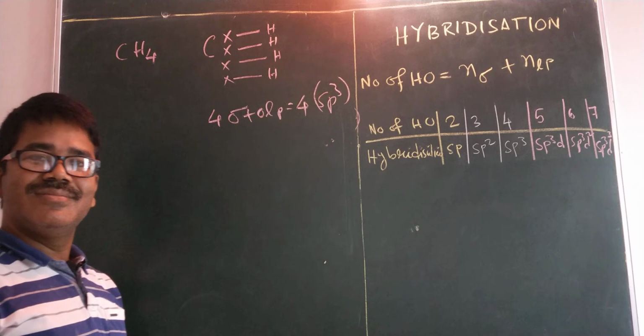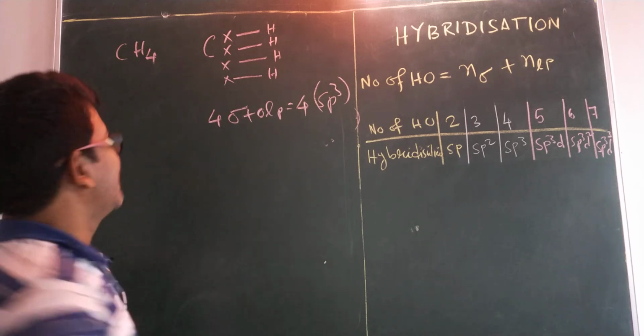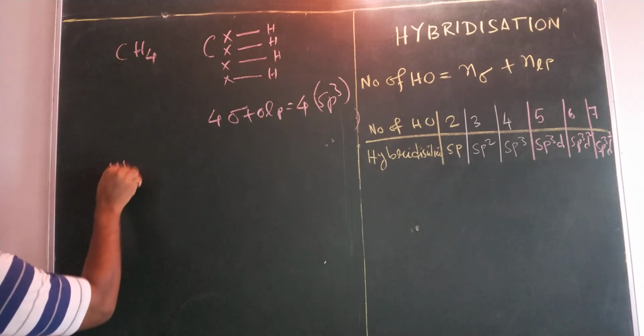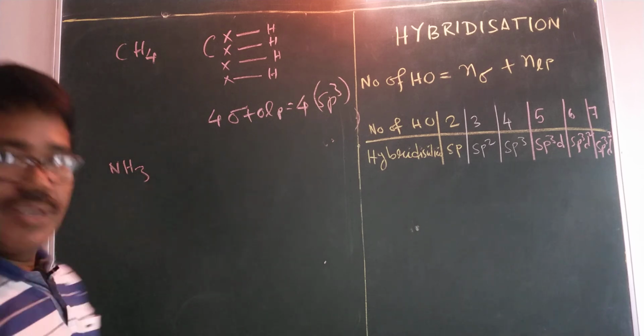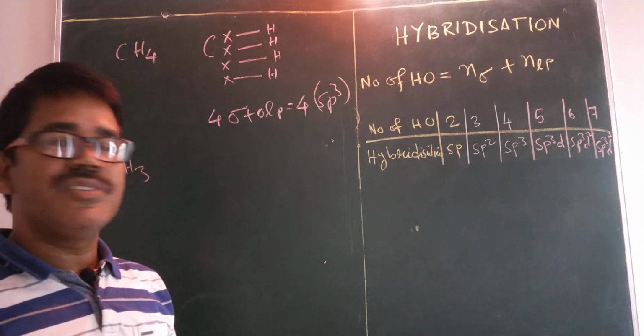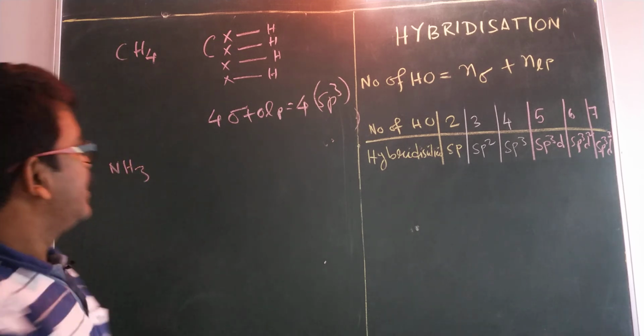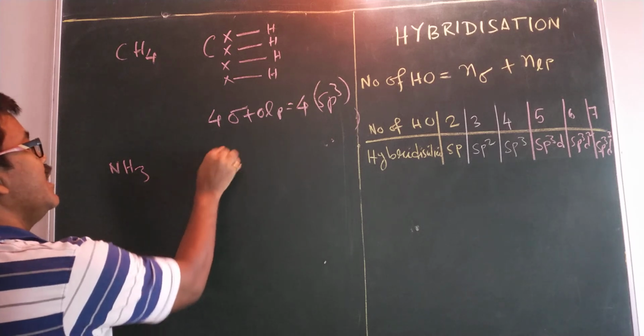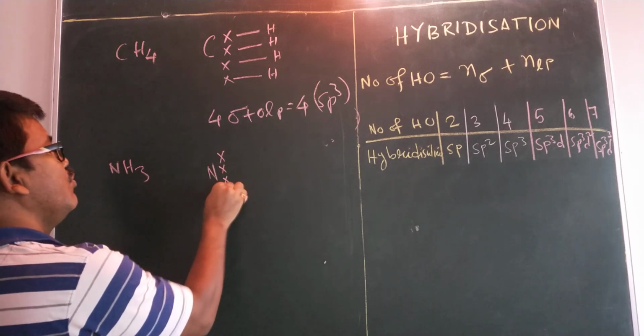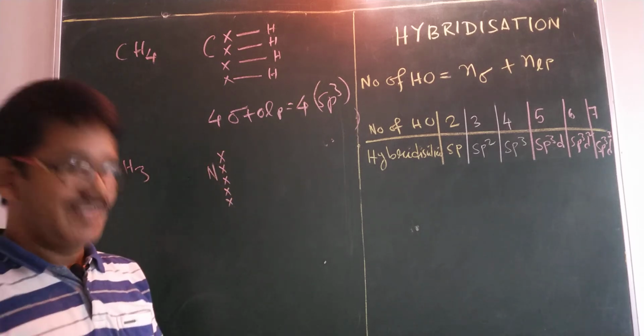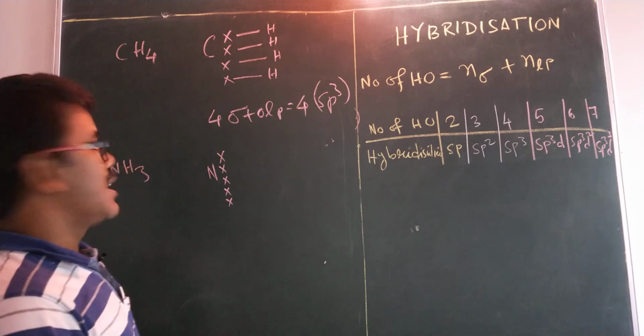So simple. Let us take another example: ammonia. Here also nitrogen is the central atom because nitrogen is bigger in size. Nitrogen has 5 valence electrons: 1, 2, 3, 4, 5. And here also the surrounding atom is hydrogen.